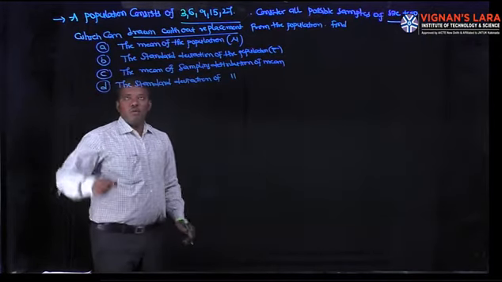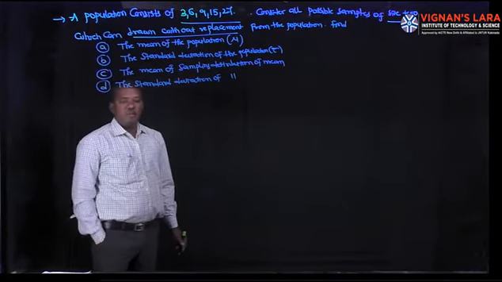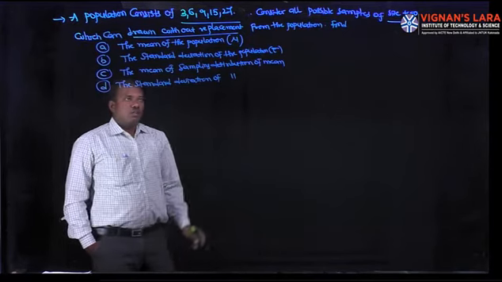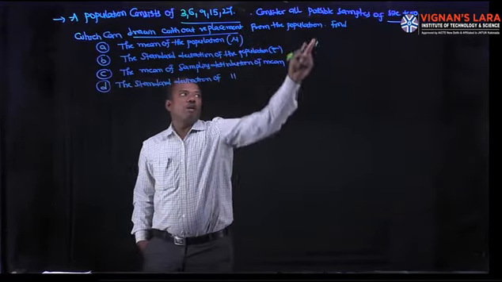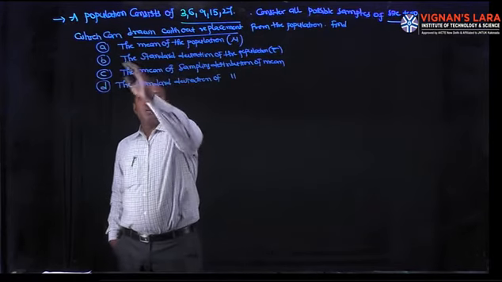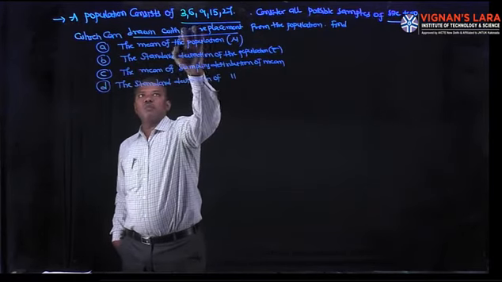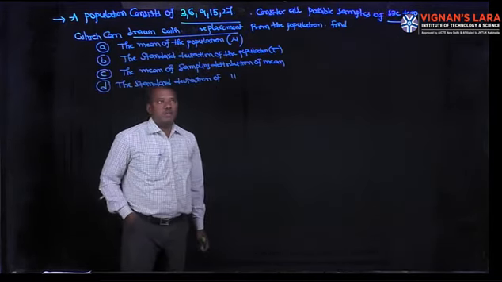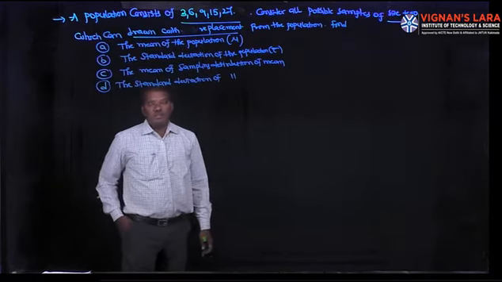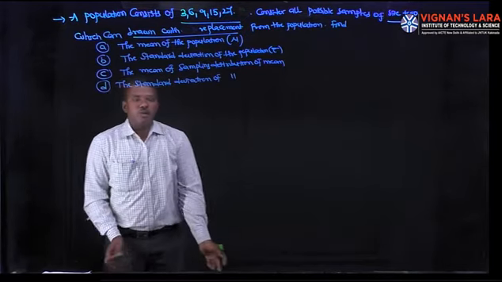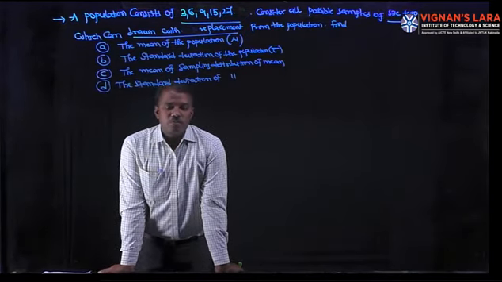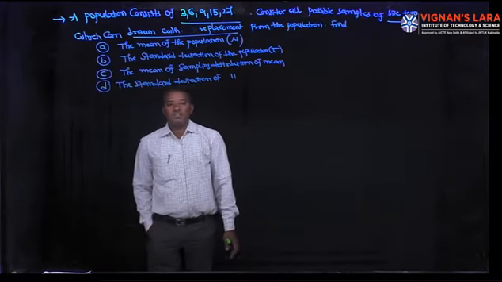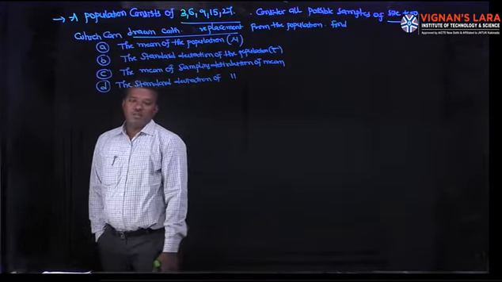Now the next problem: a population consists of 5 elements: 3, 6, 9, 15, 27. Consider all possible samples of size 2 which can be drawn with replacement. The previous problem was without replacement; here it is with replacement. From the population, find again four parameters: the mean of the population, the standard deviation of the population, the mean of the sampling distribution of mean, and the standard deviation of the sampling distribution of mean.